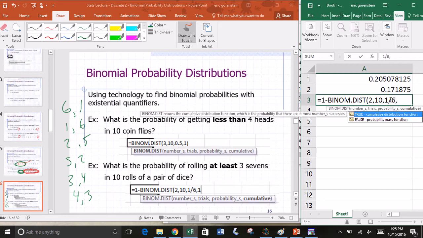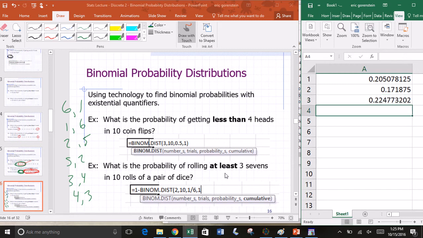And I'm going to use, yes, the cumulative function. So again, you could use the number 1 or the word true. They mean the same thing. So the binomial part will give me the probability x equals 0, 1, and 2. And then I take the complement of that. So at least 3 sevens, probability is about 22.5%.